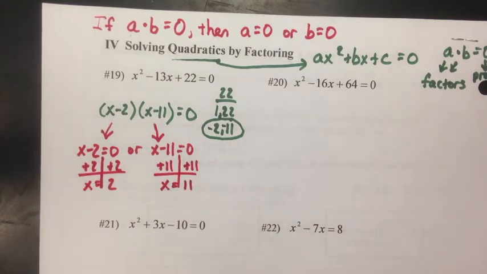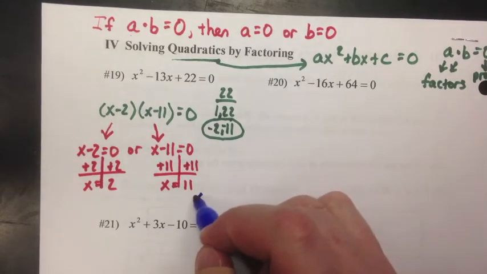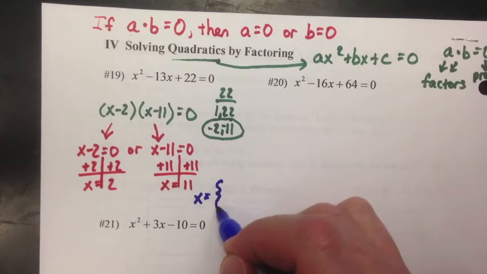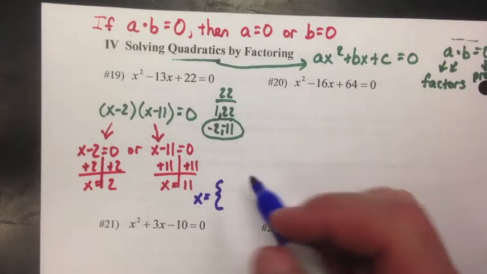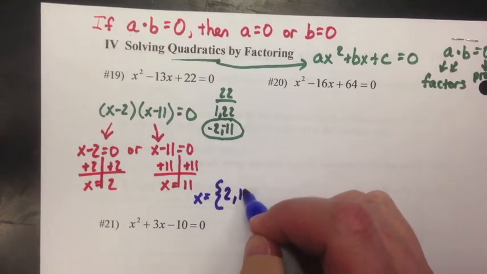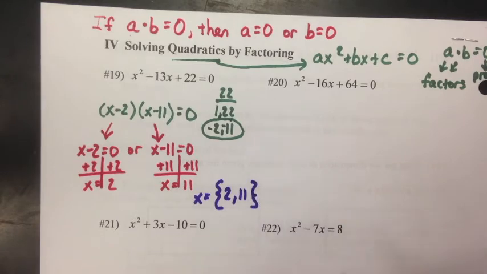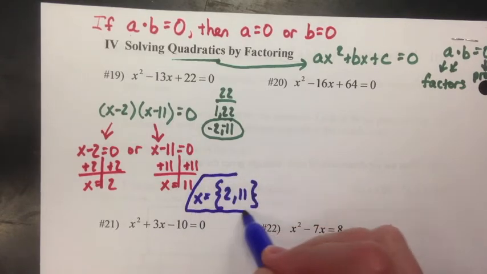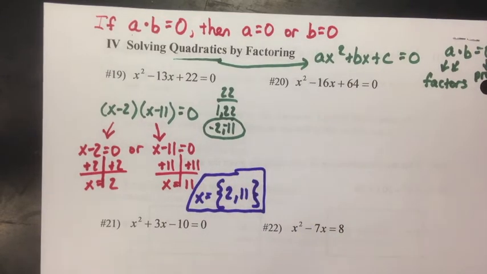Now when you write your solution here, you can write x equals 2, x equals 11. A lot of times we'll write this as a set. We'll say x equals, and we'll put a little bracket there, 2, comma, 11. There's our answer, right there. And you might be saying, well, how do you know that that's right?